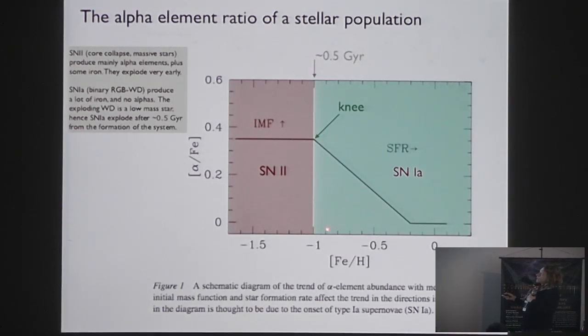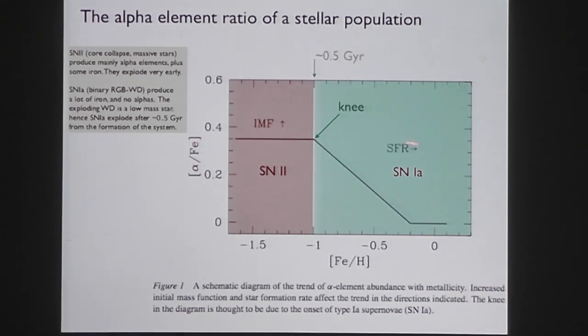This moment, this point, the knee, can be identified more or less with a specific moment in time, about 0.5 gigayear. This is the moment in which supernova 1A start to explode in a stellar population. So what this plot is telling us is that when the enrichment of the medium is dominated only by supernova 2, you have a fixed constant ratio of alpha element over iron, because supernova 2 contribute many alpha elements and some iron in a more or less constant ratio.